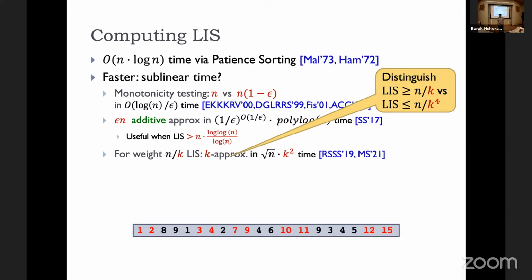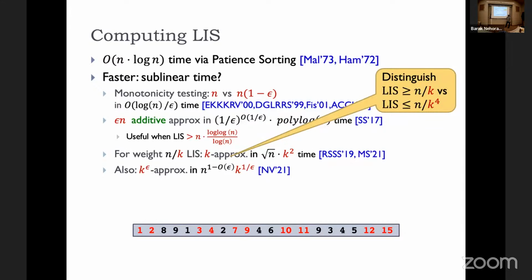This is one result. Another result obtains a better approximation, just 1 plus epsilon, but the runtime gets very, very close to linear. So the runtime is n to the 1 over epsilon.